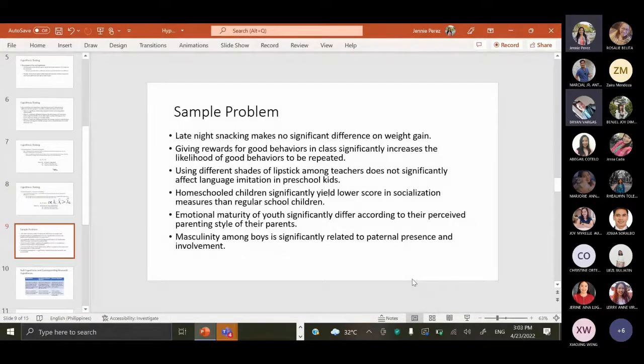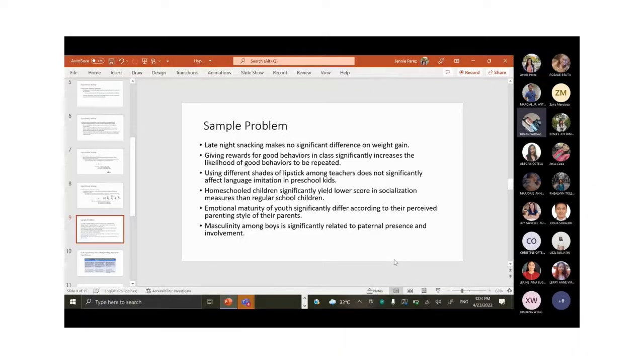I need participation in here. Okay, I have here a list of 6 hypotheses, and I would like you to tell me whether this hypothesis is null or research hypothesis or alternative hypothesis. And what type of hypothesis is this? Is this directional or non-directional? Okay. 1. Late night snacking makes no significant difference on weight gain.